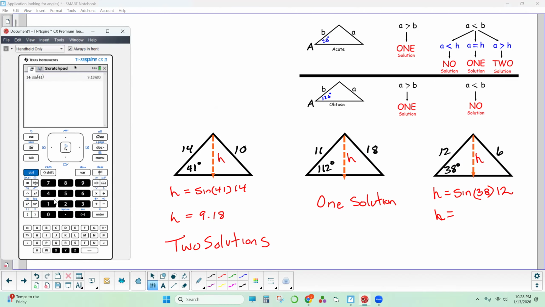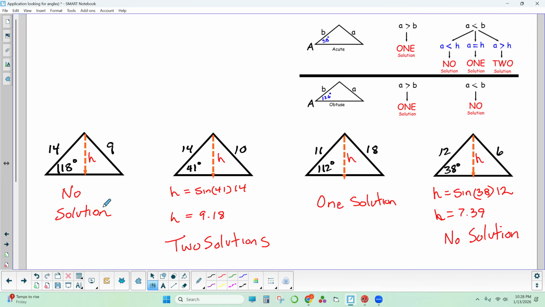And I get 12 times sine of 38 degrees, which gives me 7.39. And as you can see, the height is greater than A. And if the height is greater than A, we have no solution. Okay, so that's how we use the chart. Now let's practice solving these.